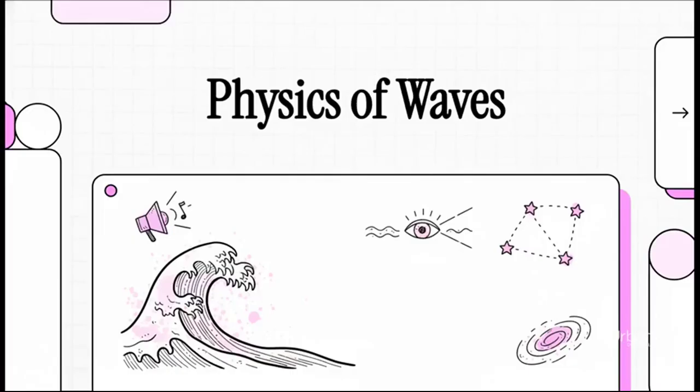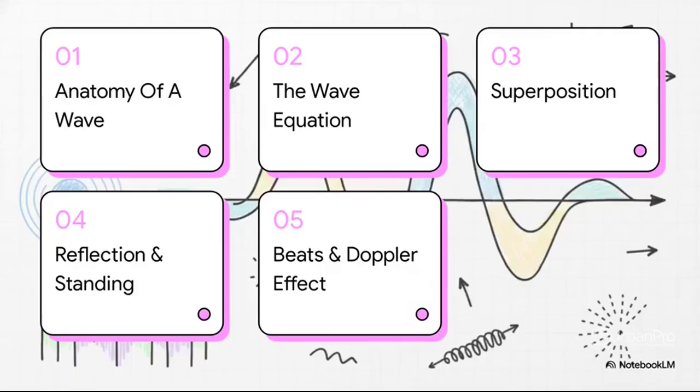Welcome to today's Explainer. We're going to explore the absolute core concepts of Class 11 physics by following the fascinating journey of a wave. And honestly, once you really understand how waves operate, you start seeing the underlying rhythm of literally everything. We're talking the music you listen to, the light entering your eyes, even the very structure of the cosmos itself.